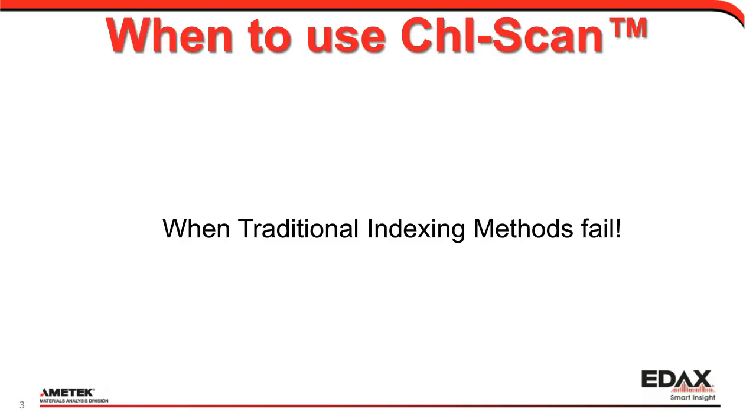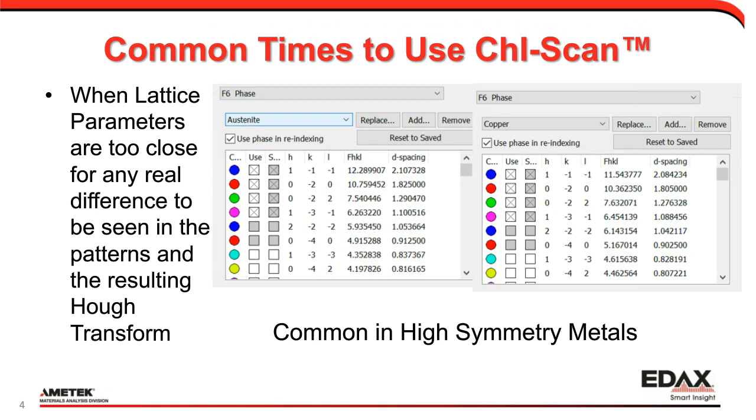When I need it is when traditional indexing methods fail. The most common case is if one or more materials in my sample have very similar lattice parameters. Here's a good case, austenite and copper. If I look at them, they both have the same symmetry, the same crystal system, and if I start looking at things like the d-spacing, I can see that they're very similar.